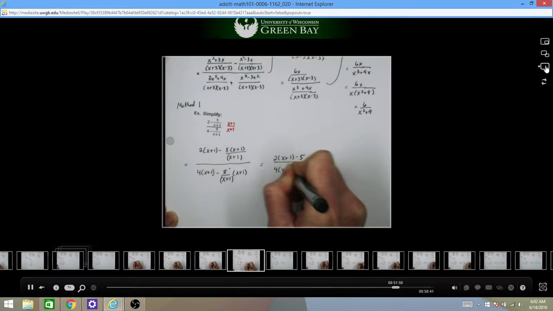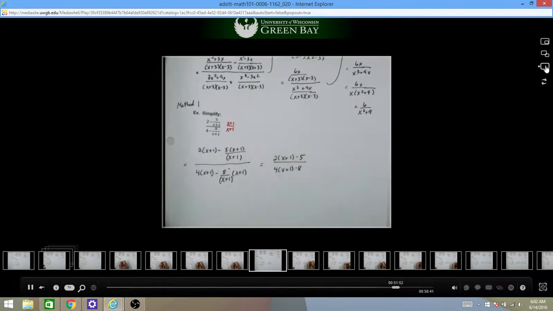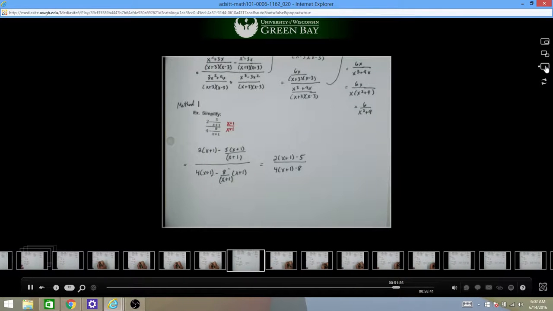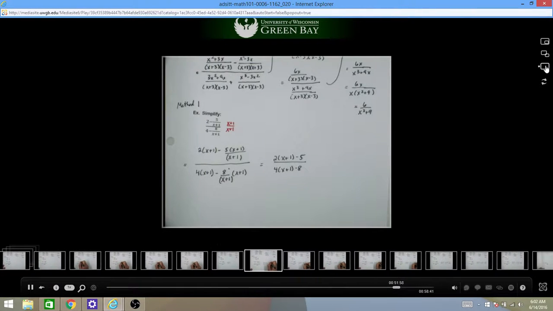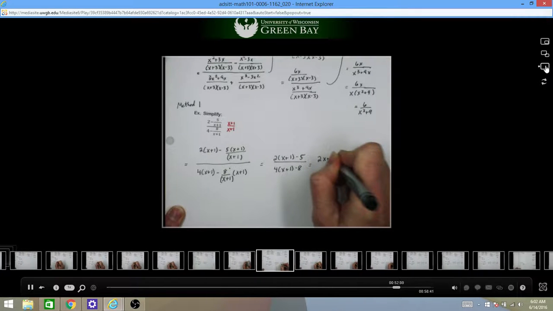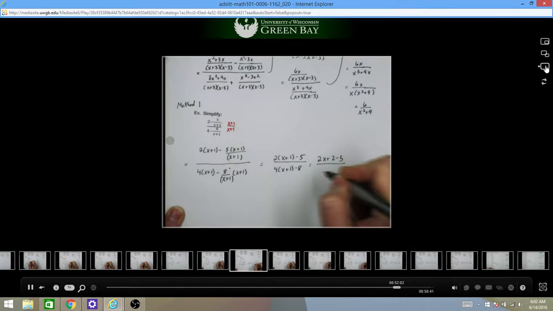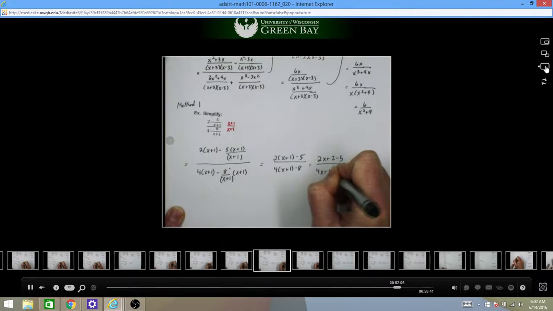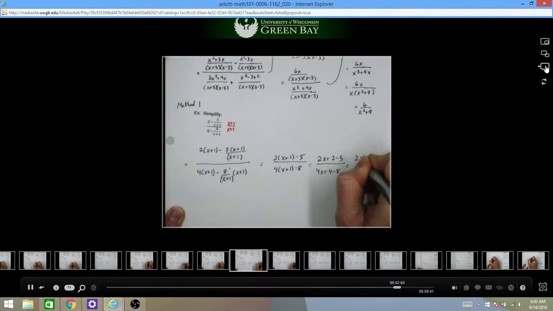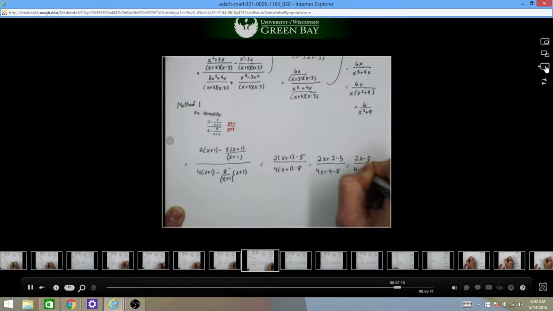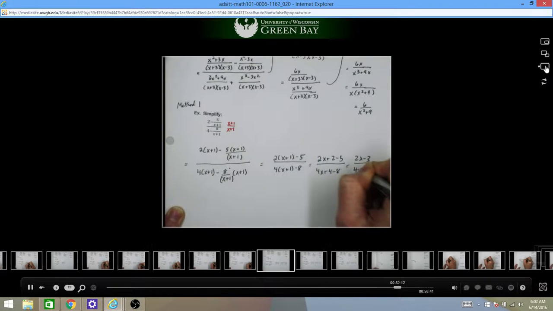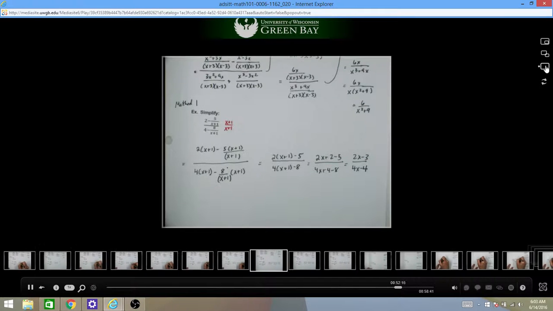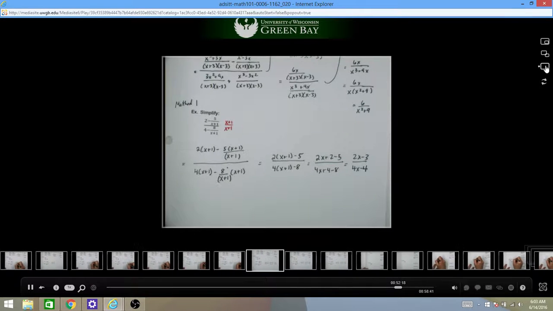So you have 2 times x plus 1 minus 5 over 4 times x plus 1 minus 8. So that would be 2x plus 2 minus 5 over 4x plus 4 minus 8. So 2x minus 3 over 4x minus 4. And then always check and see if you can reduce. But if we factored off a 4, we still wouldn't be able to reduce, so you can leave it.